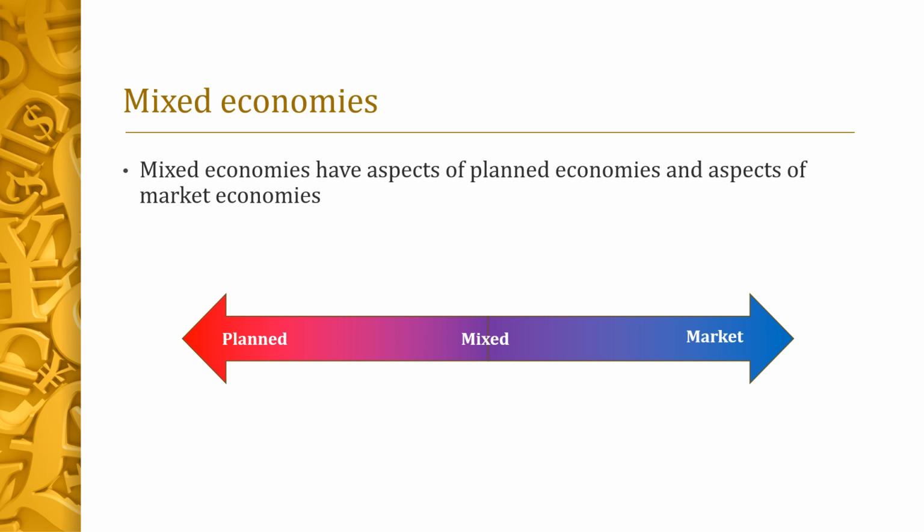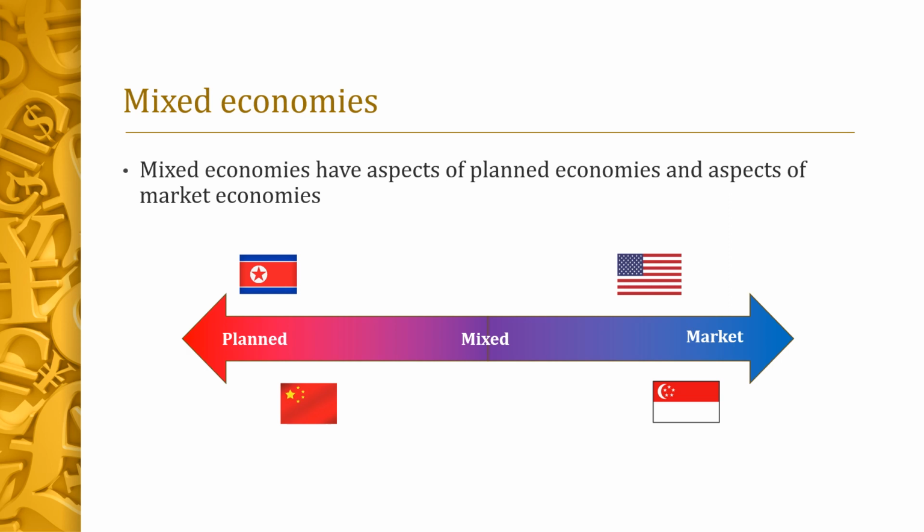In reality, there are no pure planned or market economies. Countries like North Korea and China, where planned allocation is the main way of allocating resources, would still be termed as being planned economies. At the other end of the spectrum, countries like the United States and Singapore mostly use the market mechanism within their economy, with a smaller role for government. Countries like Sweden and the United Kingdom that have a bigger emphasis on social welfare, with more payments to the unemployed and national health services, would be considered to be mixed economies.